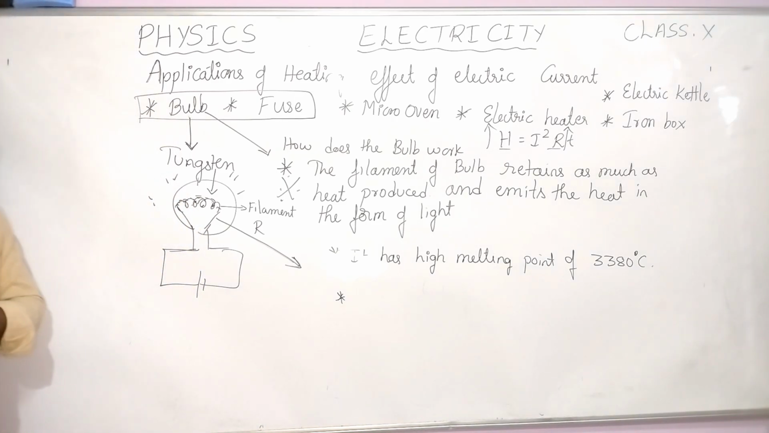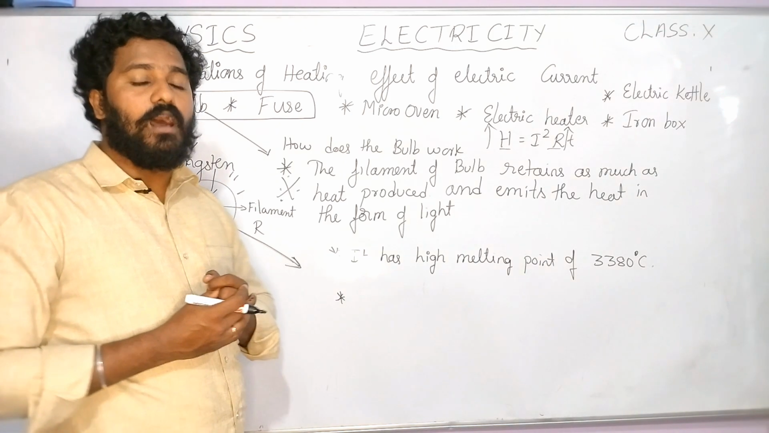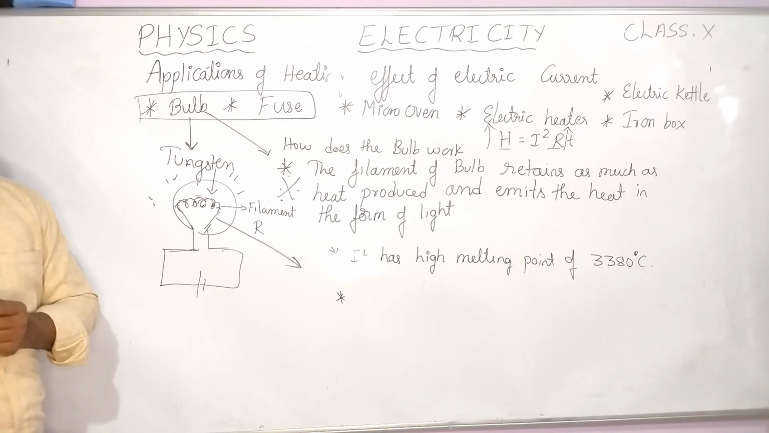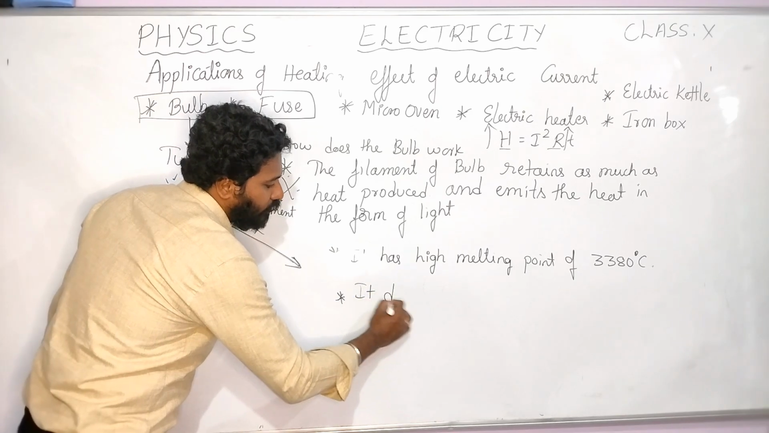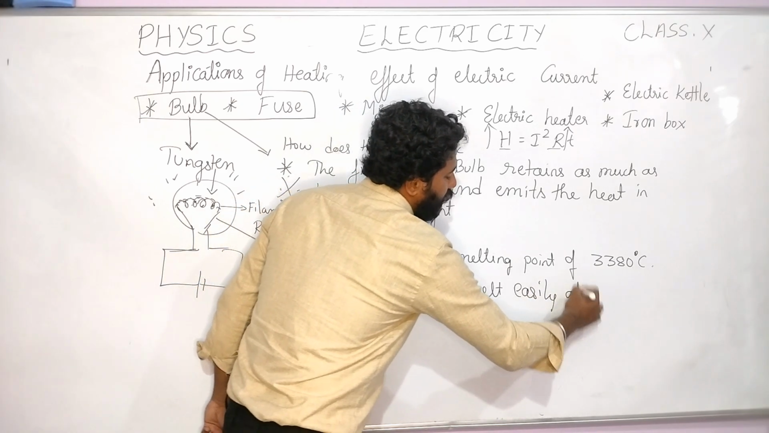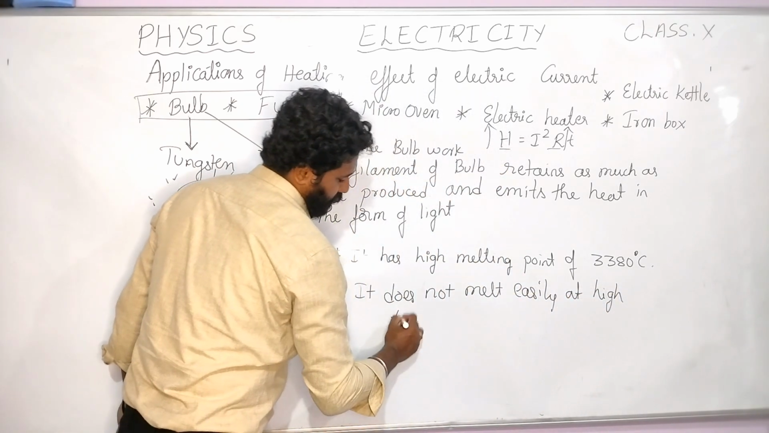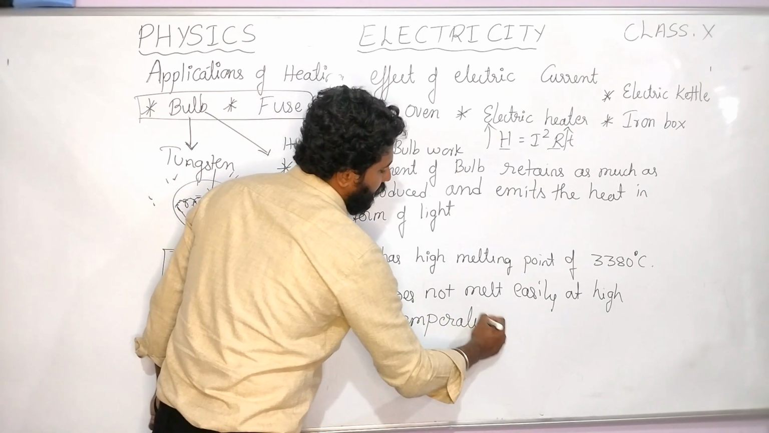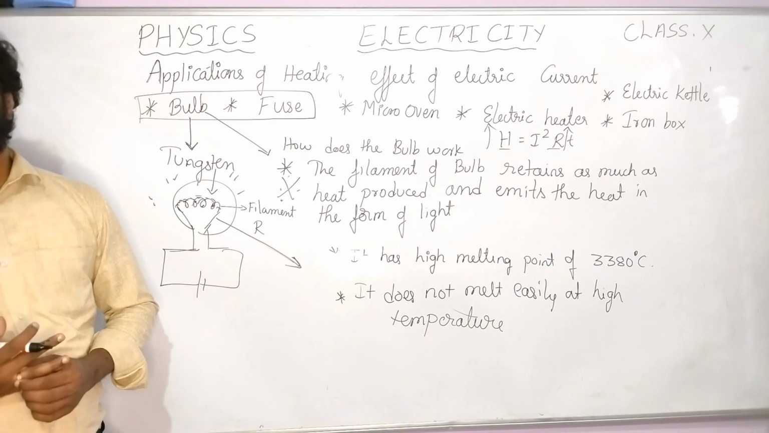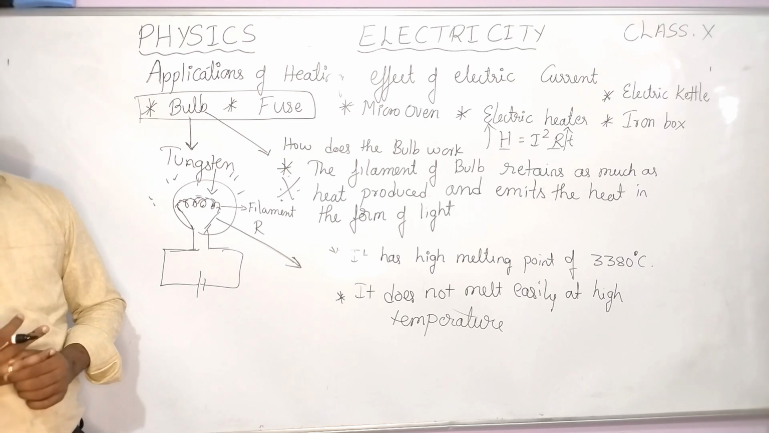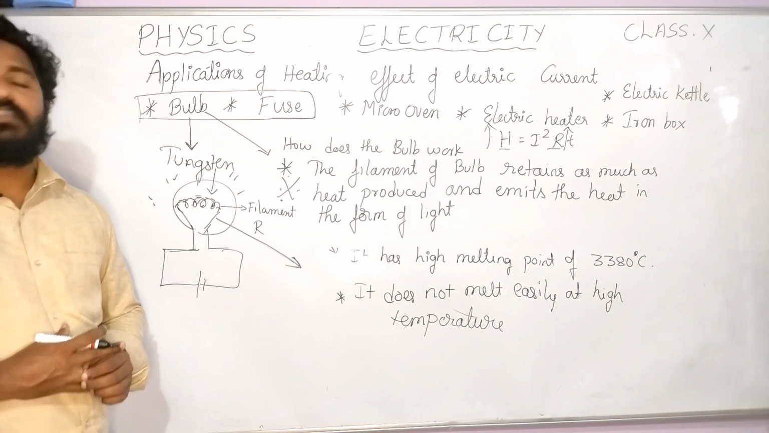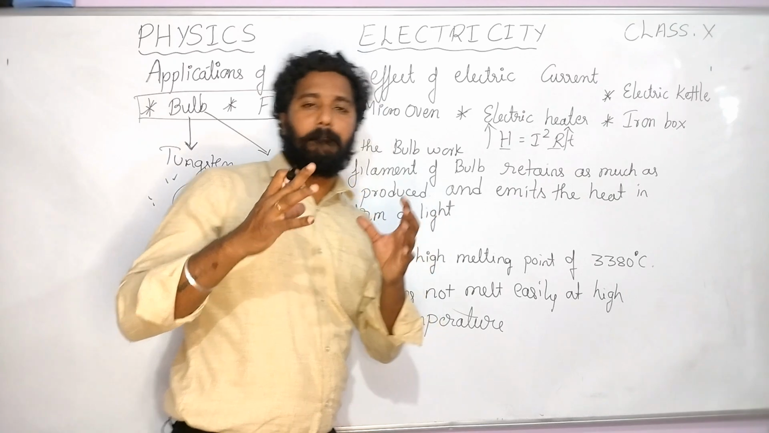Okay, tungsten has a high melting point of 3380 degrees Celsius, and one more reason is that it does not melt easily at high temperature. It has a high melting point of 3380 degrees Celsius, and it does not melt easily at high temperature. Okay, this is the reason we use tungsten as the filament in the bulb.